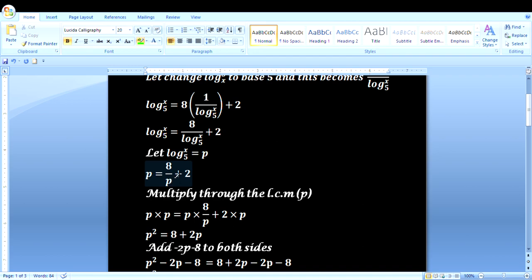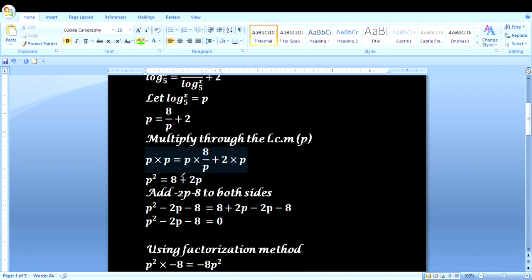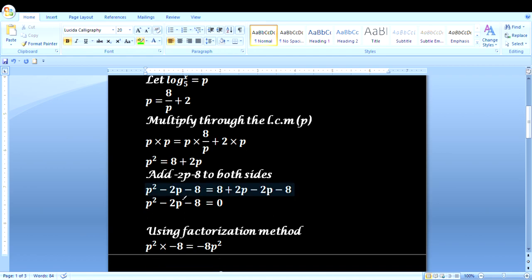Here, there's a fraction already. We need to remove the fraction by multiplying through by the LCM, p. p times p gives p squared. Then p times 8 over p gives us 8p. Then 2 times p gives us 2p. Then we need to collect like terms by shifting all this to the right hand side. So by adding minus 2p minus 8 to both sides, this becomes p squared minus 2p minus 8 is equal to 8 minus 8, then 2p minus 2p, this becomes 0.